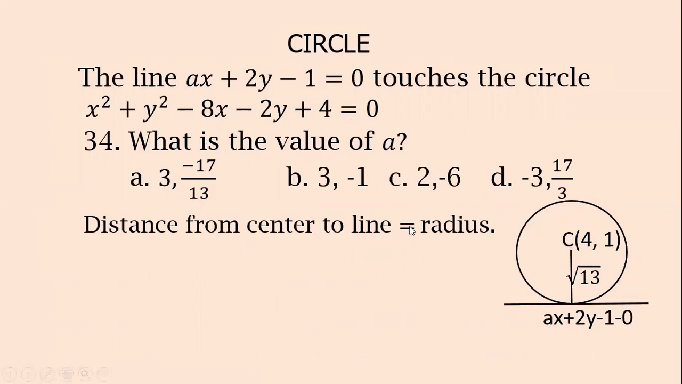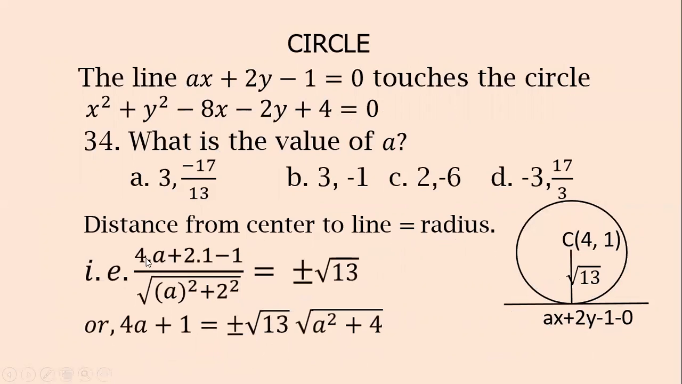Distance from center to line is equal to radius. The distance from (4, 1) to ax plus 2y minus 1 is equal to root over 13. This is the distance from center to the line. That is a into 4 plus 2 into 1 minus 1, divided by square root of a square plus 2 square. Distance formula: distance from a point to a straight line.